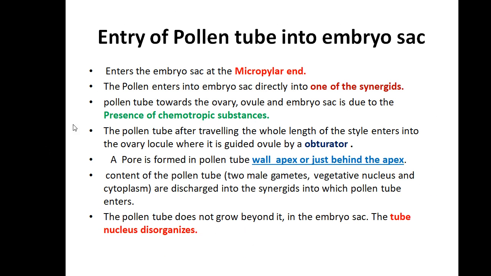And one more type is entry of the pollen tube into the embryo sac. After reaching the ovule, inside the ovule you have the embryo sac. The pollen tube enters the embryo sac at the micropylar end. It enters through the micropyle. The pollen tube enters the embryo sac directly into one of the synergids.